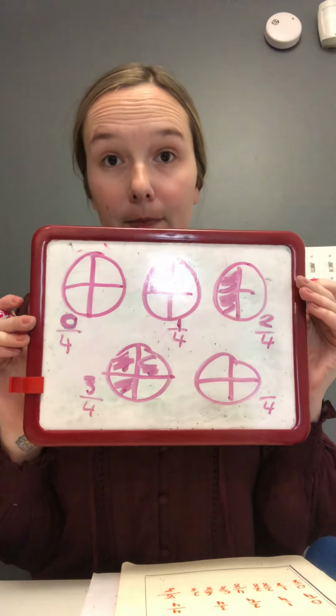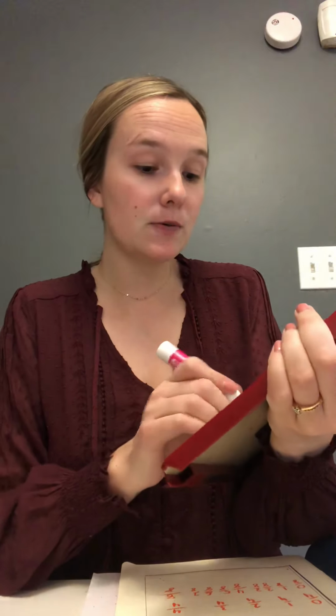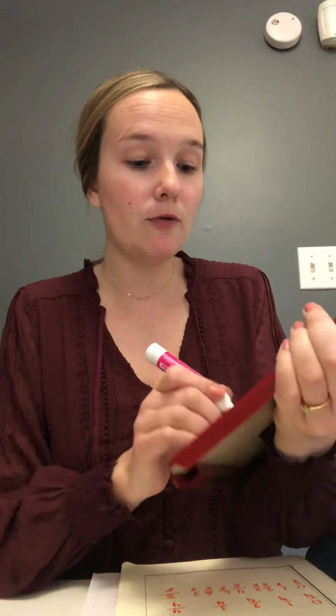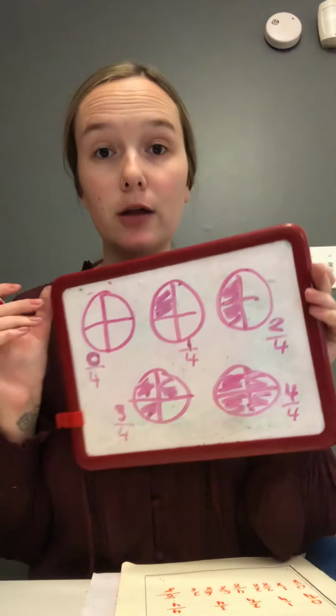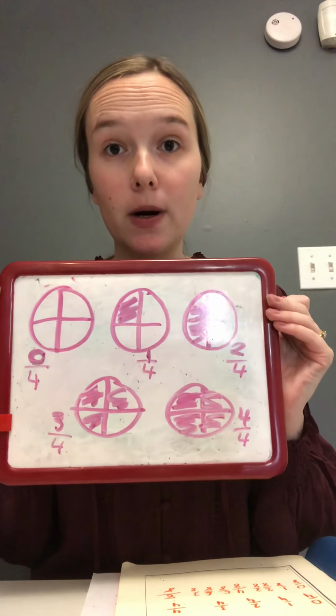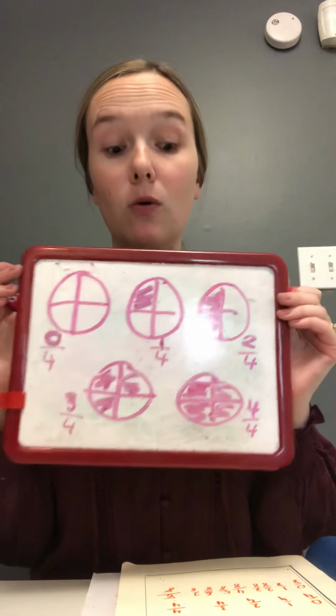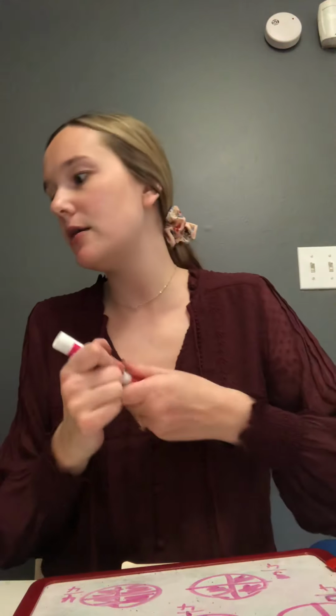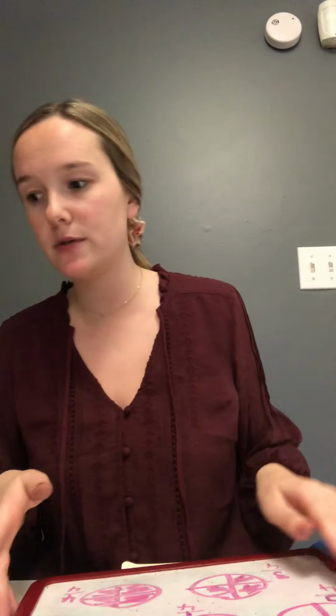3 out of 4. And my last one, I'm gonna color in all 4. So 4 out of 4 are colored in. So this is a whole pizza. It's one whole number, meaning it's a whole pizza because the whole thing is covered. So I'm gonna put this on my number line now, and I'm gonna put it underneath my 2s that I've done.